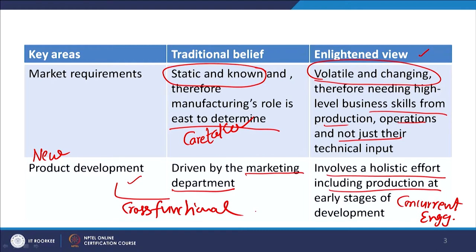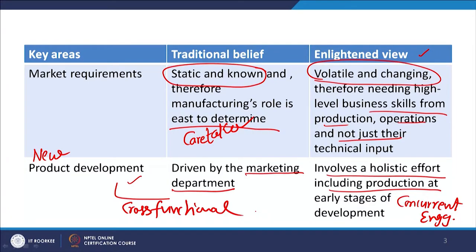So we are favoring things like concurrent engineering and the development of cross functional teams, so that right from the beginning we have people who understand a holistic vision of product development. That is another important change which is happening from our conventional view to the enlightened view.